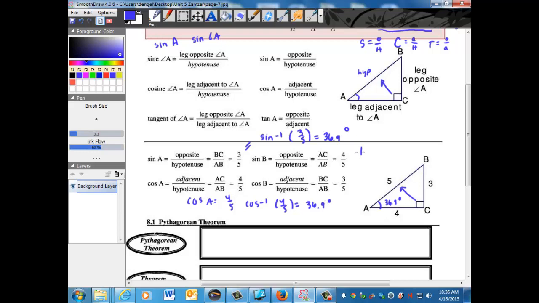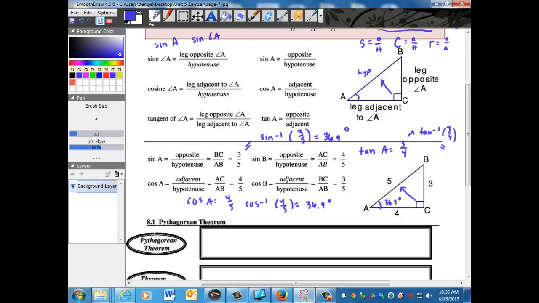All right, I'm also going to add, let's do the tangent of angle A. And so the tangent of angle A is going to be opposite 3 over adjacent, which is going to be 4. And just like I did before, let's enter in the second tangent of 3/4.